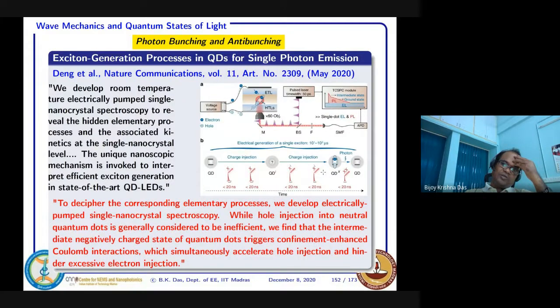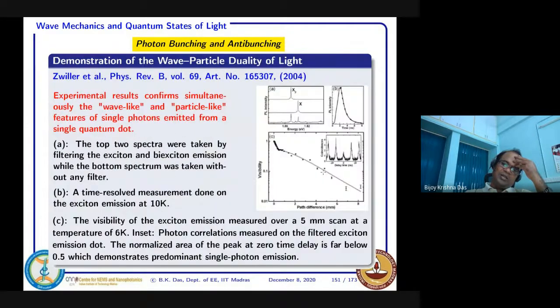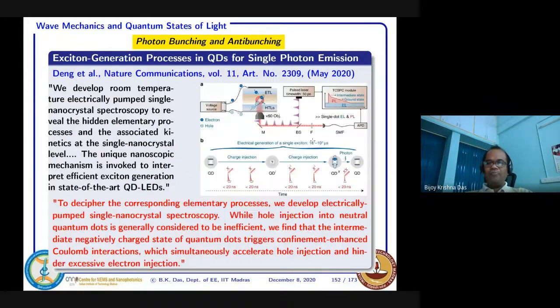All right. So till now this was demonstrated, and people were trying to use them for different types of applications. But the actual physics, what is happening, how exciton is forming, what is the time dynamics, etc., that was not known till today. And just a recent paper I found, Deng et al. They published recently in Nature Communications, just May 2020. So you see, that's the exciton generation processes in quantum dots for single photon emission.